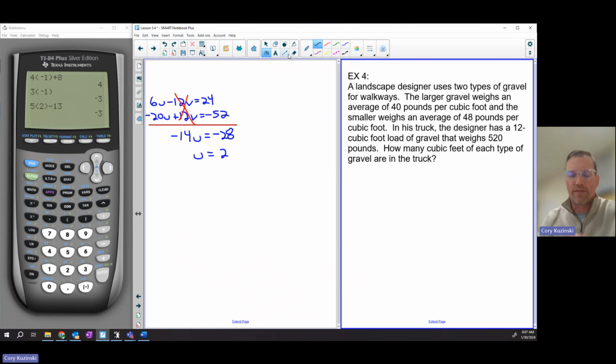How many cubic feet of each type? Okay, this is a linear system. So we've got the amount of cubic feet and we've got the weight.